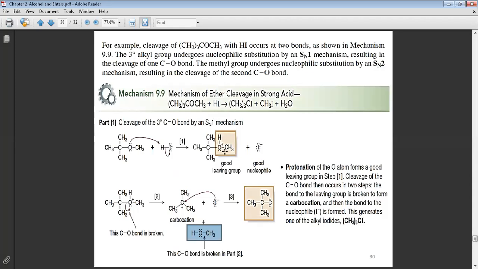Okay. But if you have the alkyl group with a steric effect, that means it goes SN1 and then the SN2. Like this example exactly.